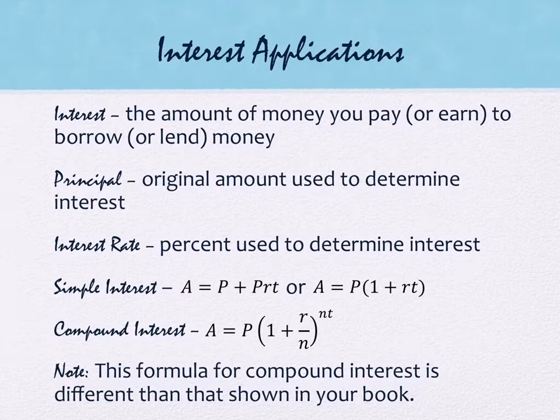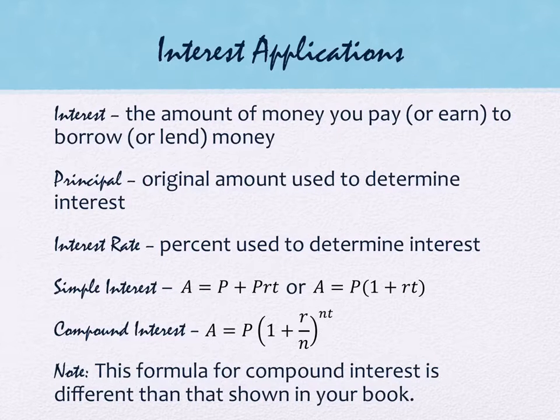The interest rate is the percent that's used to determine the interest amount. So you'll see people talk about it all the time on television, like 2.9% APR financing over 60 months or something like that, whatever they say, right? That's the percent, 2.9%. That's how they determine how much interest you'll actually pay.